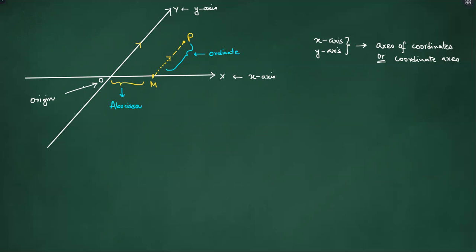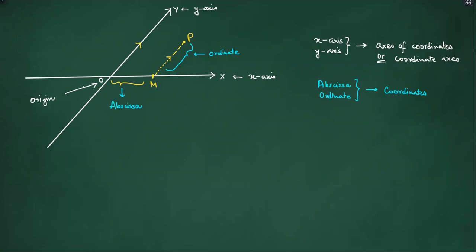The abscissa and the ordinate together form the coordinates. So you need to remember this.